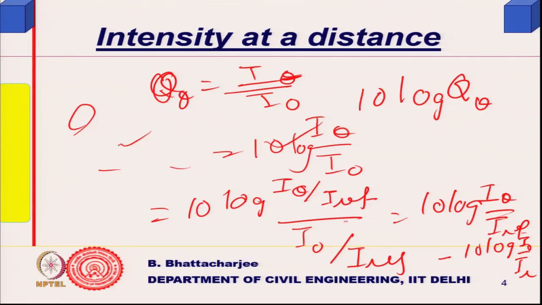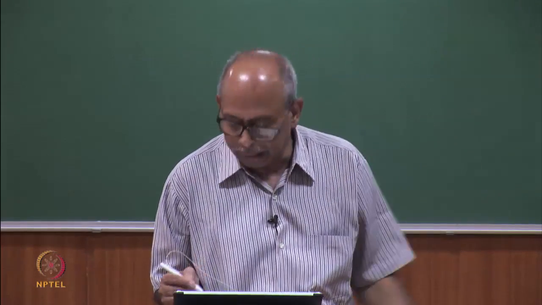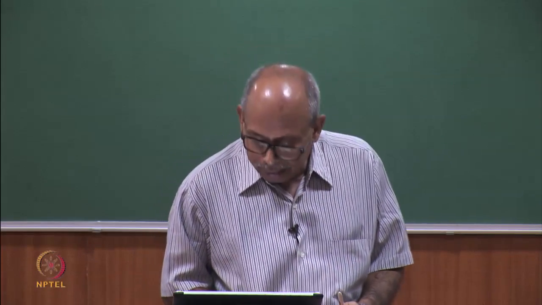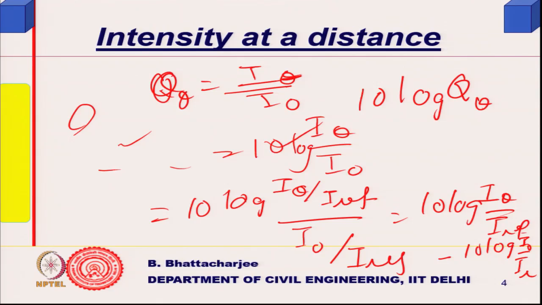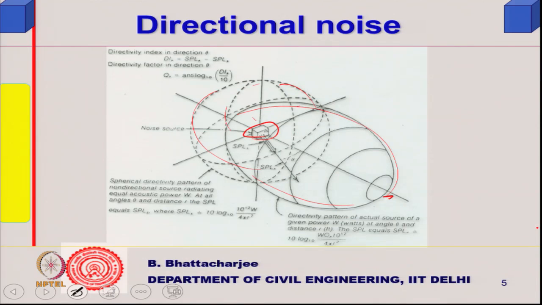So sound intensity level. Similarly, I can write for pressure level also, because it will be only rho c coming in, which will cancel out. So you can write 10 log Q is equal to this, right? And this is what is written on top of this one. So directivity factor is written as 10 log.